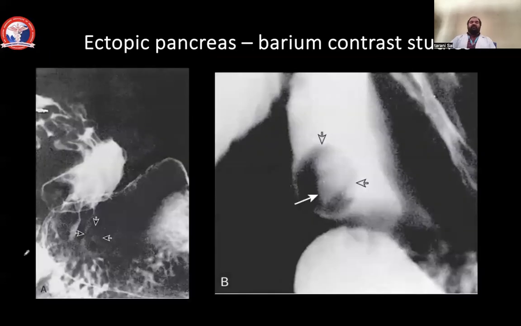Ectopic tissue on the barium contrast study. So these both are barium follow-through studies showing a filling defect at the gastric antrum.